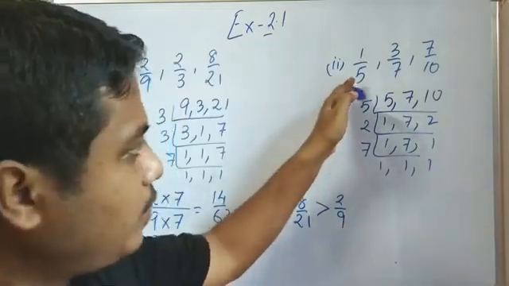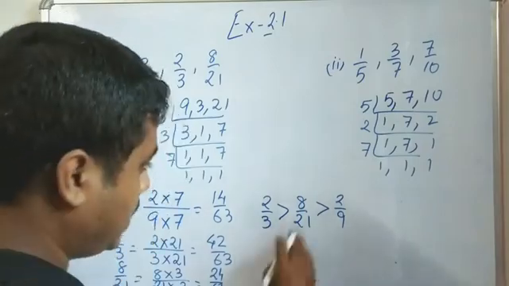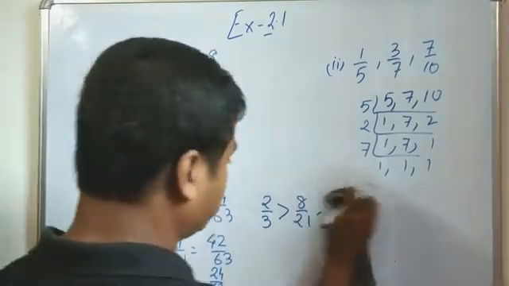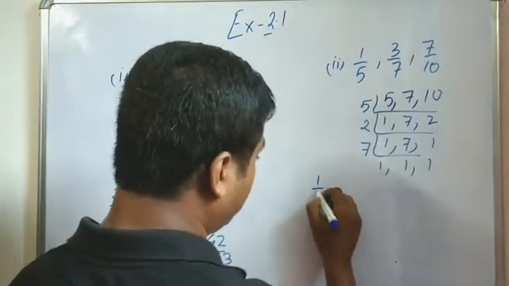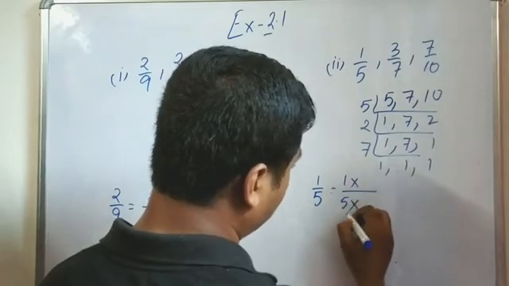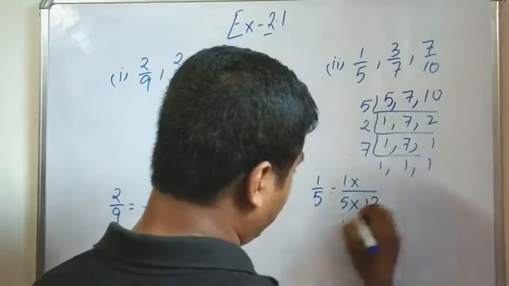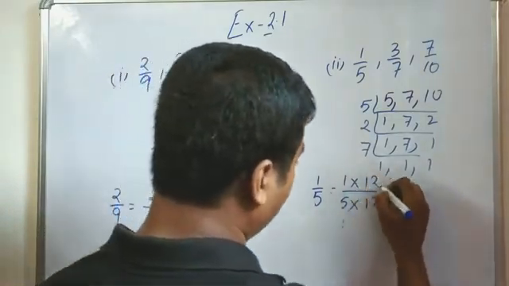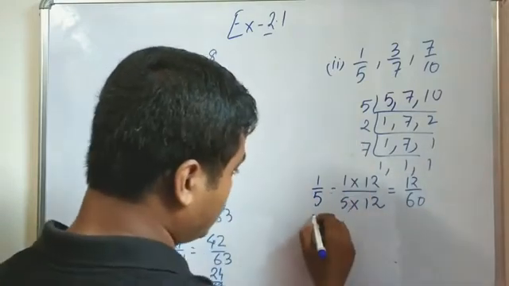So we need to convert these lower numbers into 60. I am rubbing this part. So 1 by 5 will be equal to 1 into, 5 into... To convert it into 60, this should be multiplied by 12. The same way, above also it will be multiplied by 12. So 12 by 60. Then we go to the next number.